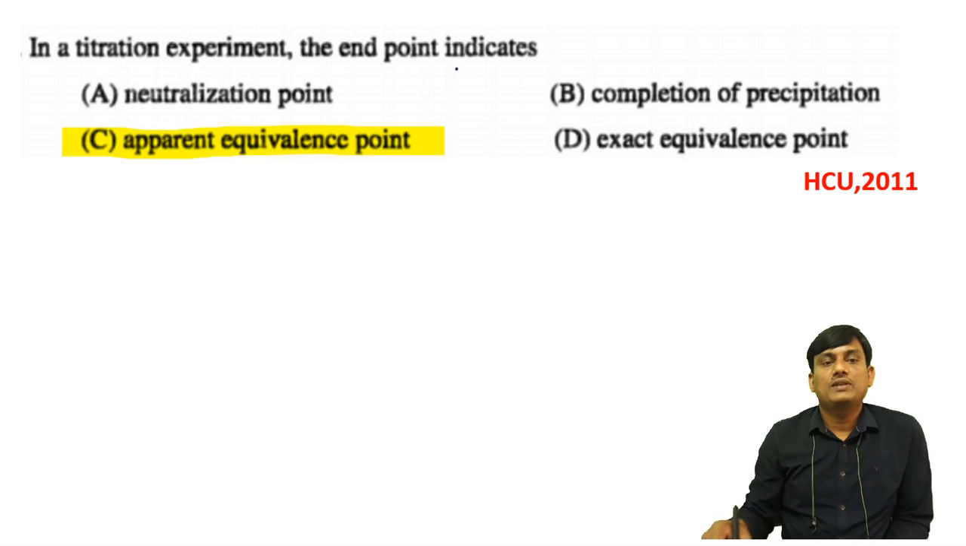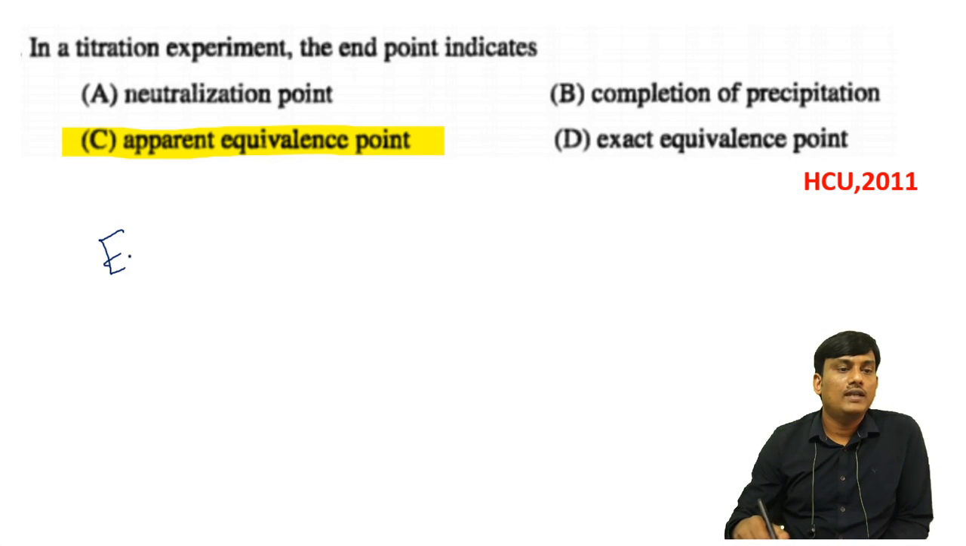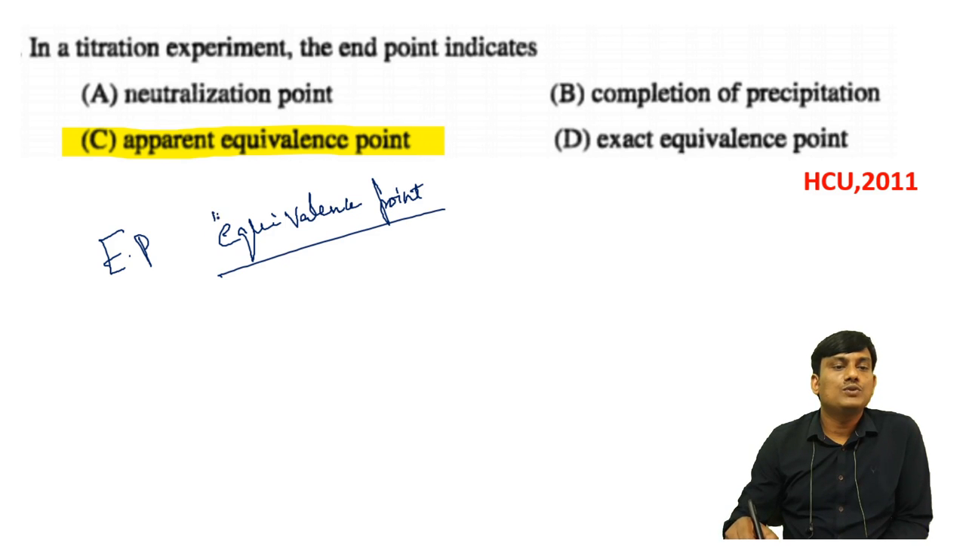In a titration experiment, the end point indicates... There is a difference between end point and equivalence point. Equivalence point is the neutralization point, the point at which neutralization takes place between acid and base. End point is the point at which there is a change in color of the indicator. Generally, the end point is slightly greater than the equivalence point.